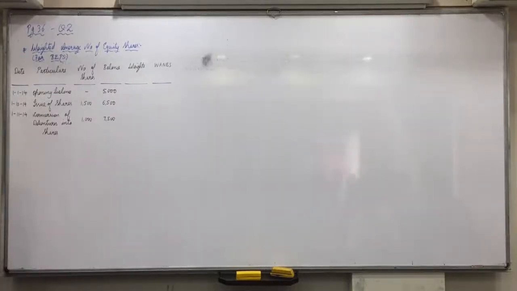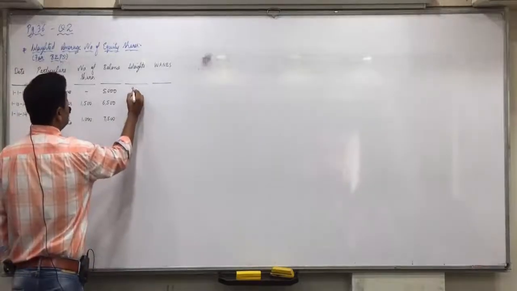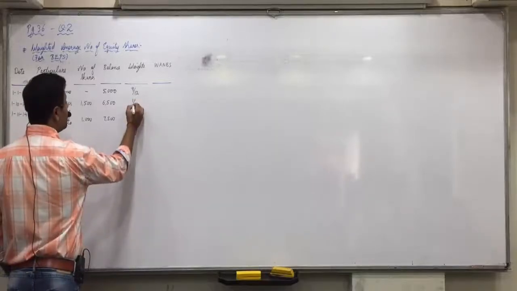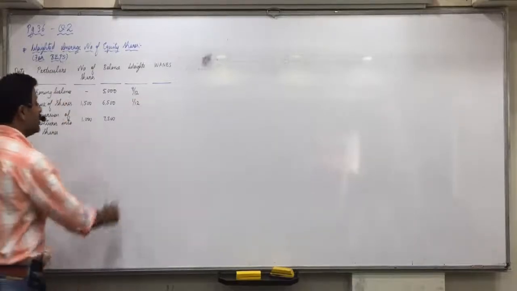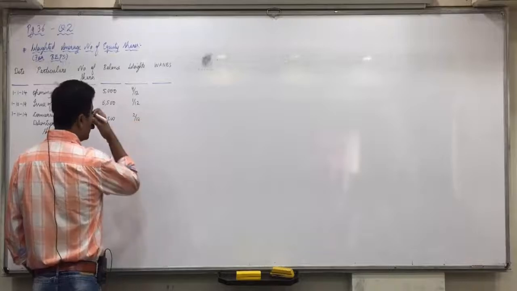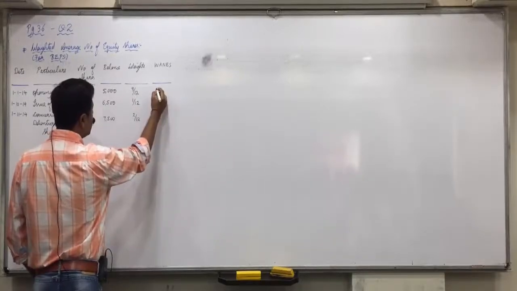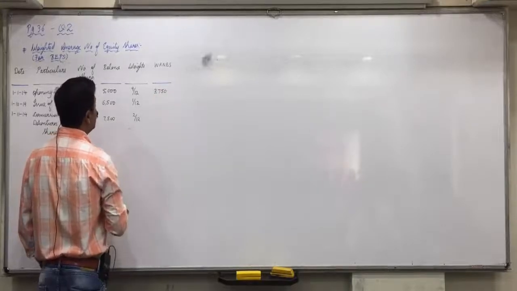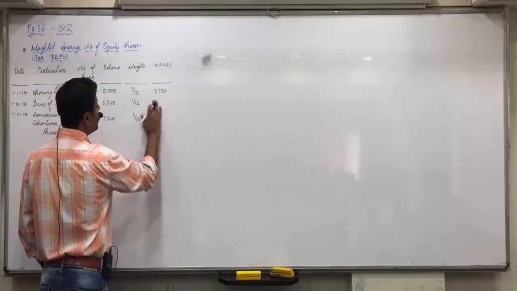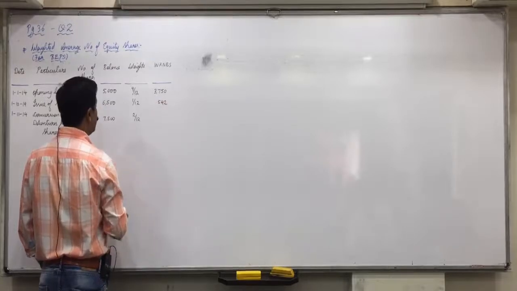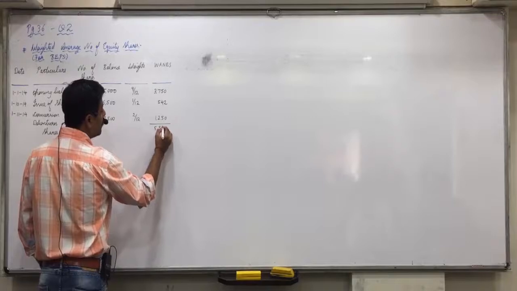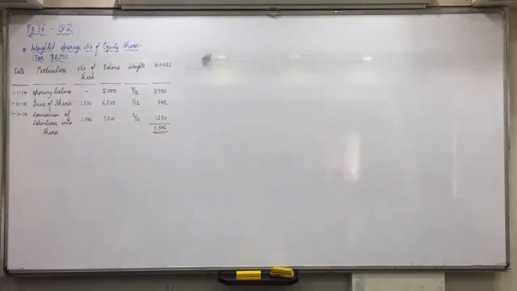Then weights. 1st January to 1st October. October is not included, so 9 by 12. 1st October to 1st November, 1 by 12. And November and December, 2 by 12. Now 5,000 into 9, 45,000 divided by 12, 3,750. 6,500 into 1 by 12, 542. And 7,500 into 2, 15,000 divided by 12, 1,250. Total 5,542. Did everyone understand this? This is the answer for basic EPS.